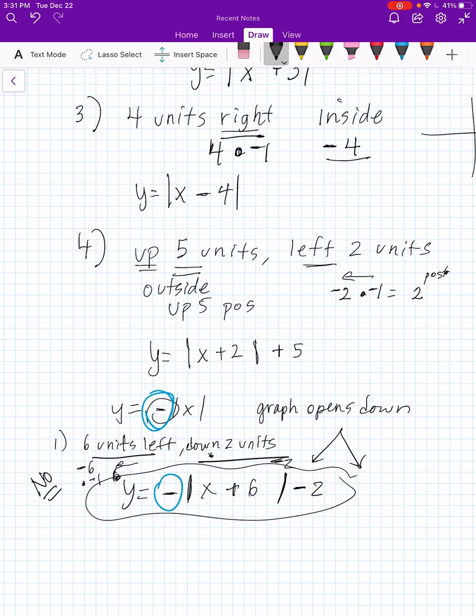All right, outside, up or down, inside, left or right. Flip the sign of the inside number, then you'll get it right. Use it, guys. It works. It works every single time. And I sing it in my head constantly. Outside, up or down, inside, left or right. Flip the sign of the inside number, then you'll get it right.